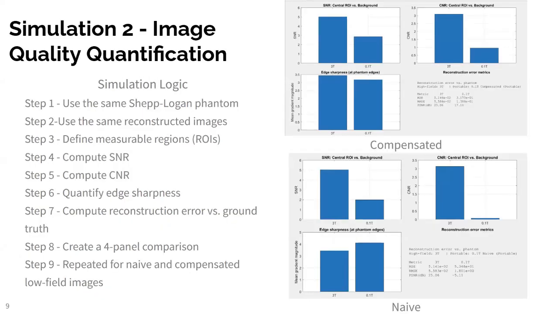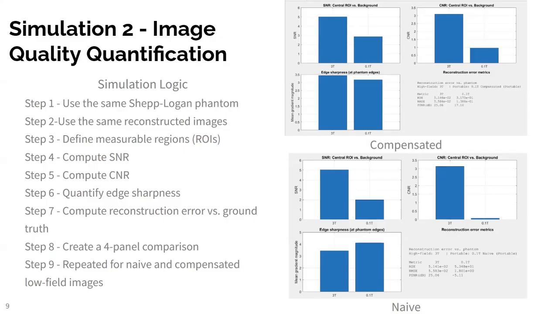Okay, so to follow up this initial comparison simulation, we quantified the differences between the images produced by the 3T case and the 0.1T case, which represents the portable MRI. We begin by using the exact Shepp-Logan Phantom used in the visual simulation so that all comparisons are based on a known ground truth. We will use the 3T, 0.1T naive, and 0.1T compensated images that were generated in simulation 1.